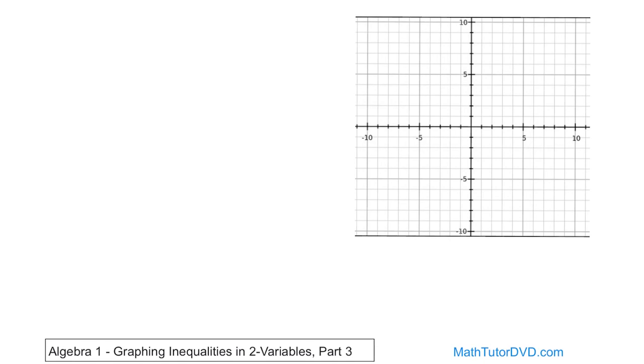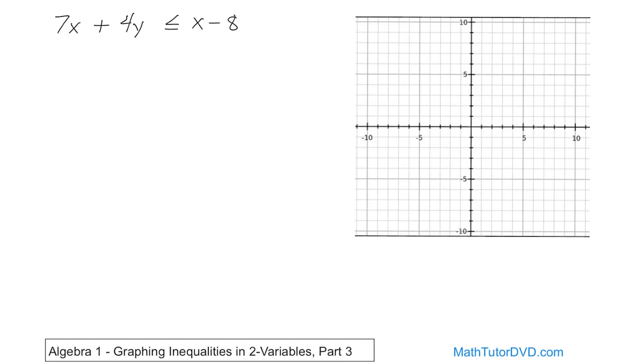Welcome back. This will be the last section or lesson in this topic of graphing inequalities in two variables. Basically, you pretend that it's a line and then you shade appropriately. So what if you had the inequality 7x plus 4y less than or equal to x minus 8?